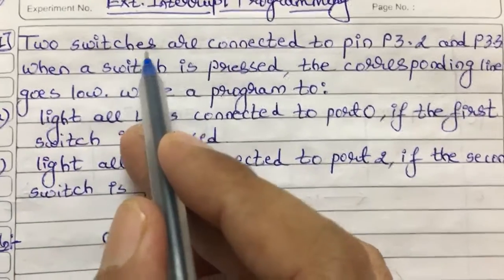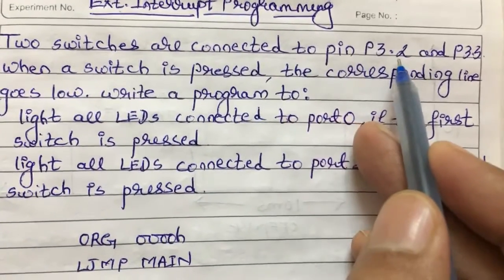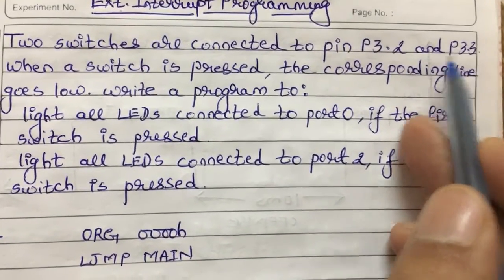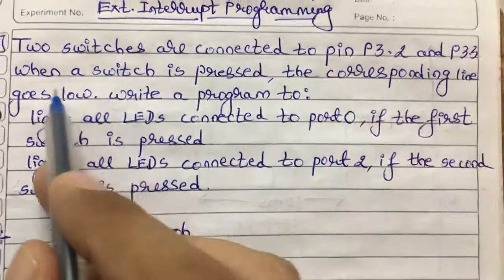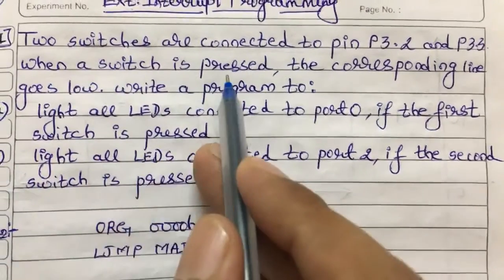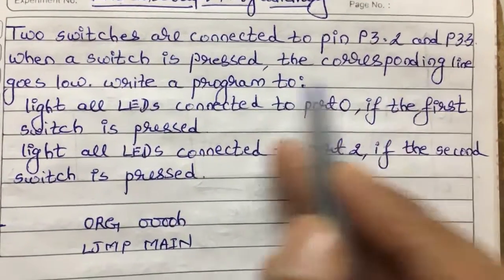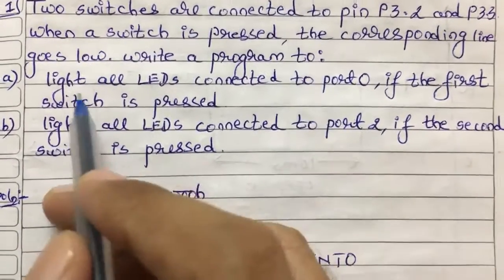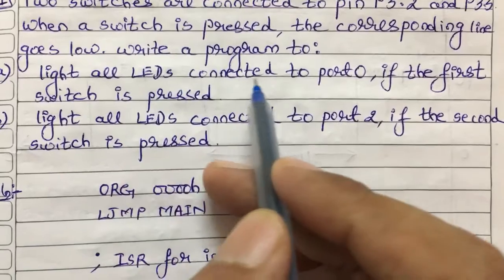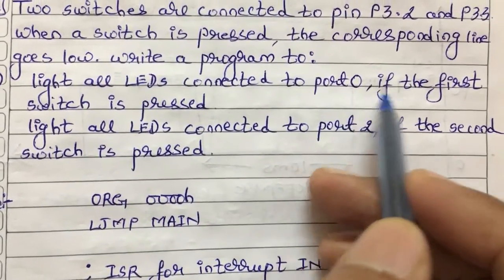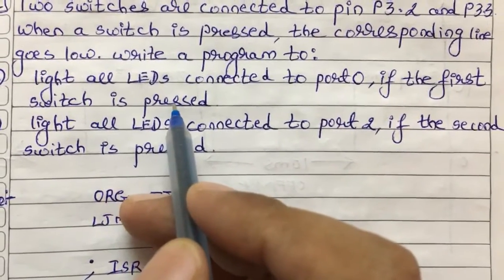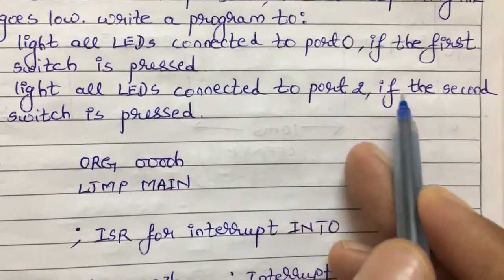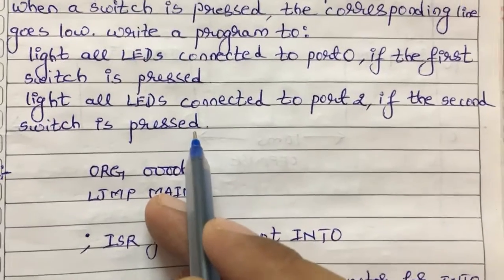Two switches are connected to pin P3.2 and pin P3.3. When a switch is pressed, the corresponding line goes low. Write a program to light all the LEDs connected to port 0 if the first switch is pressed, and light all the LEDs connected to port 2 if the second switch is pressed.